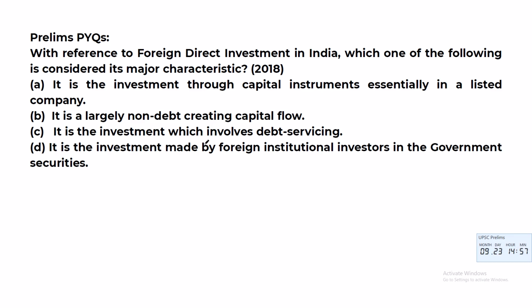Now let's look into a PYQ format, with reference to foreign direct investment in India. Which one of the following is considered its major characteristic? It's an investment through capital instruments, essentially in listed companies. It's largely a non-debt creating capital flow. It's an investment which involves debt servicing. It's an investment made by foreign institutional investors in government securities.